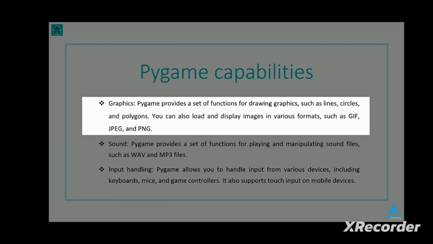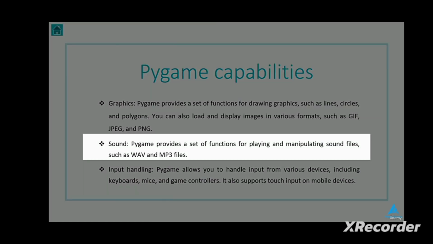First of all, graphics. Pygame provides a set of functions for drawing graphics, such as lines, circles, and polygons, which can be used to create objects that can be animated. You can also load and display images in various formats, such as GIF, JPEG, and PNG. Pygame also provides a set of functions for playing and manipulating sound files, such as WAV and MP3 files, which can be used to add sound effects to our programs.